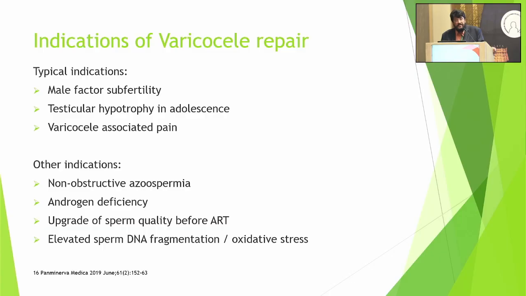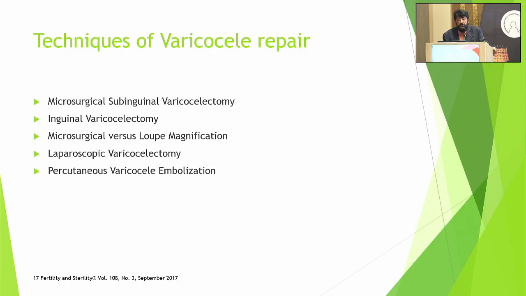Is there an indication in azoospermia? Yes. In non-obstructive azoospermia, there is evidence to say that you can try for varicocele repair. In androgen deficiency, where the low testosterone level could lead to erectile dysfunction, upgrade of sperm quality before ART, and elevated sperm DNA fragmentation and oxidative stress, all this could be reasons for varicocele repair.